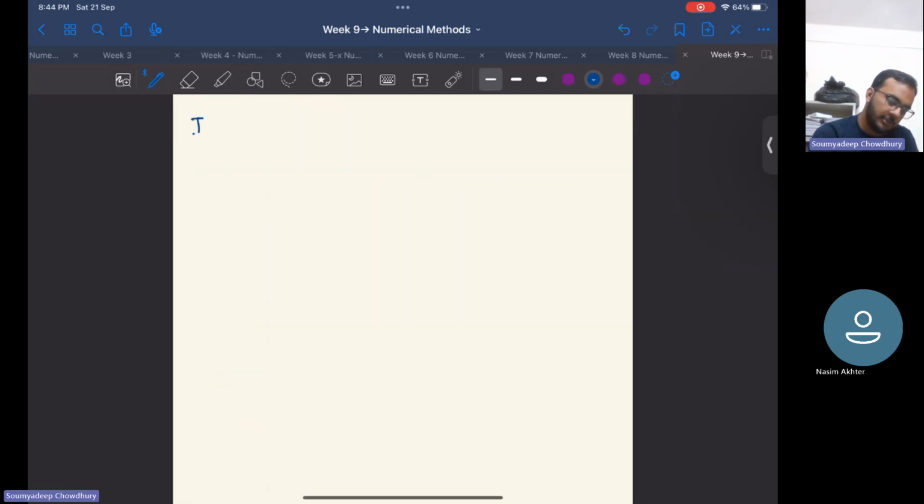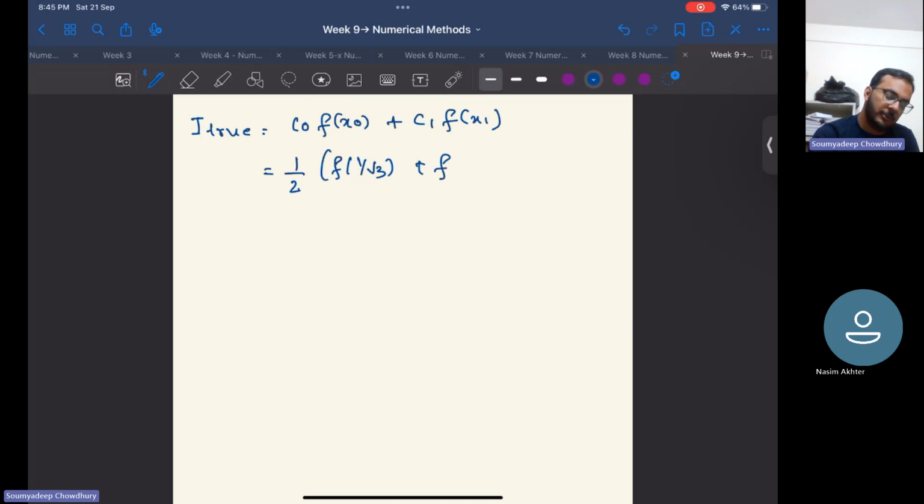So what does Gaussian quadrature tell? It is C naught f of x naught plus C1 f of x1. C naught and C1 are half, right? So it is half of f of 1 by root 3 plus f of minus 1 by root 3. So if you substitute this, C naught and C1 were half, right? So it will come as f of 1.5. It's a correction, it will be C1 f.